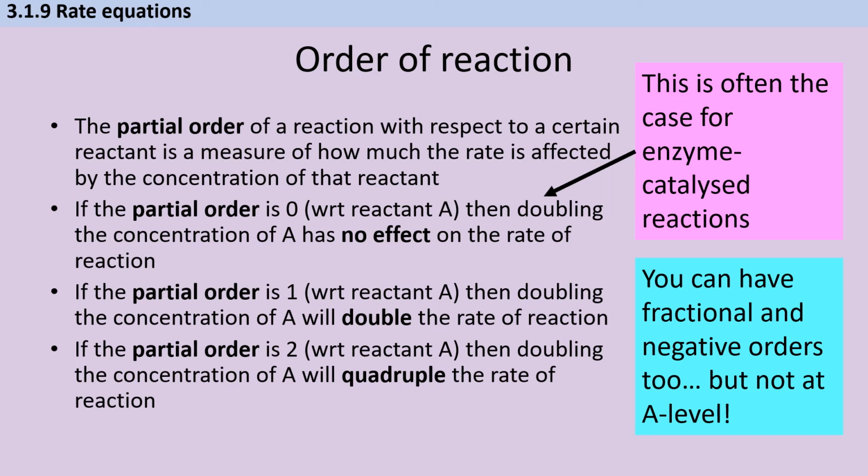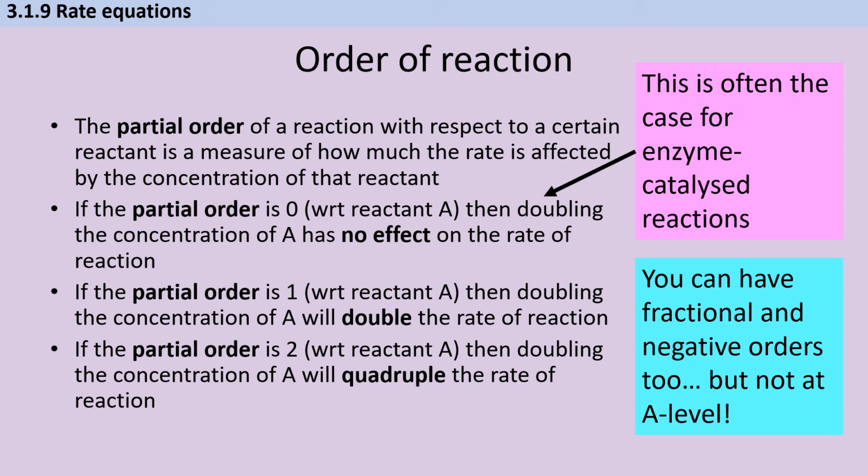So if the partial order of a reaction with respect to reactant A is 0, which is often the case for enzyme catalyzed reactions and is also going to be the case if that reactant isn't part of the slowest step, what that means is if I double the concentration of A, literally nothing happens. It has no effect on the rate at all. I could double it, triple it, nada, nothing happens.